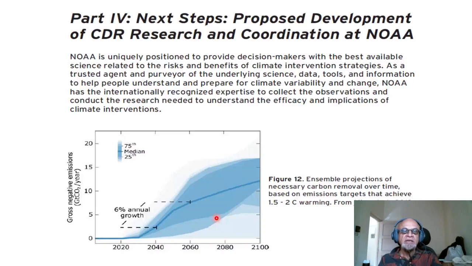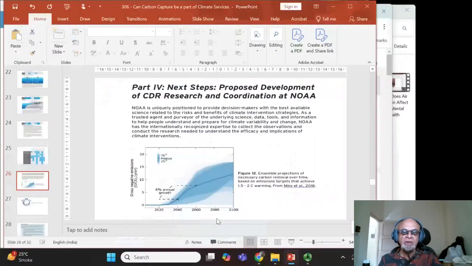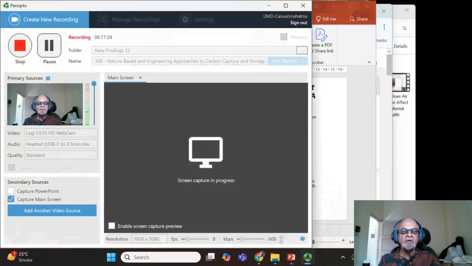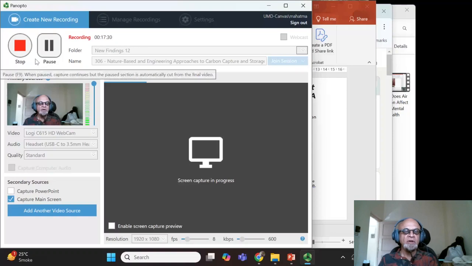Okay, so let's come back and look at the next part, which is the proposed development of CDR research and coordination in terms of the next steps. So it's a complete report because NOAA is really trying to pitch itself as the potential lead agency for CDR research, carbon dioxide removal research. Okay, let's keep that in mind.